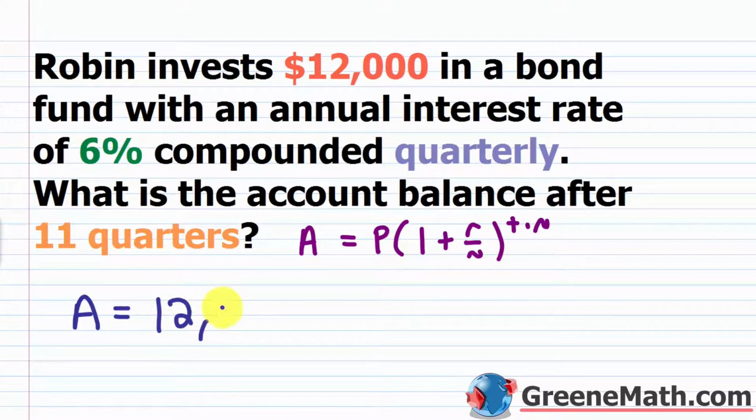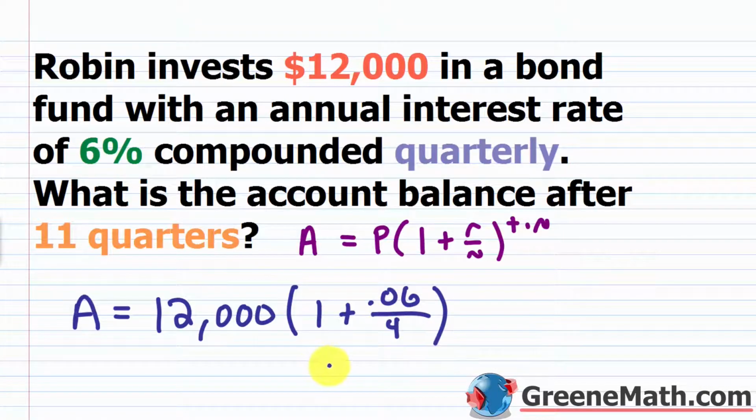So $12,000, okay, times this quantity here. We have 1 plus R, which is the rate, okay? So that's 6%. It's put in as a decimal, so 0.06. And then this is over the number of compounding periods, again, in a year. It tells us that it's compounded quarterly. So this is going to be, again, 4.